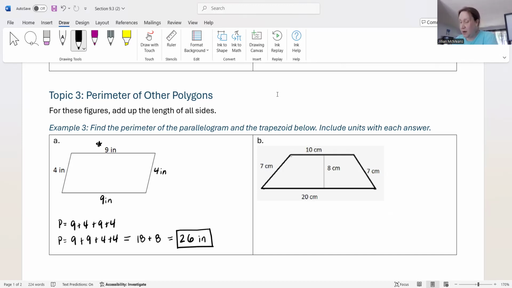Okay, so with a parallelogram, just remember opposite sides are certainly parallel. Opposite sides are parallel, but they are also congruent, meaning they're the same length. Okay, now with a trapezoid, you don't have any quick tricks here. You just have to kind of add up the length of all the sides.